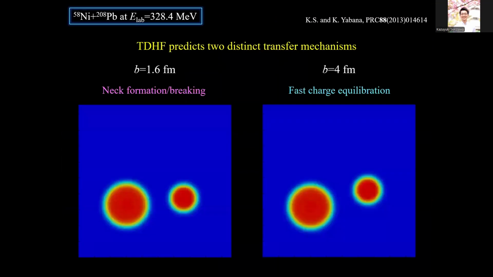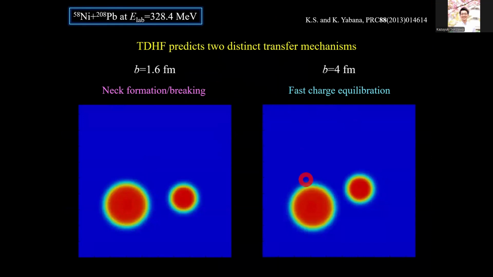Okay, so the first example is multinucleon transfer reactions. So here I show some typical examples of reaction dynamics. This is a collision of nickel-58 and lead-208. So the heavier nucleus is lead-208. Okay, so with different impact parameters.